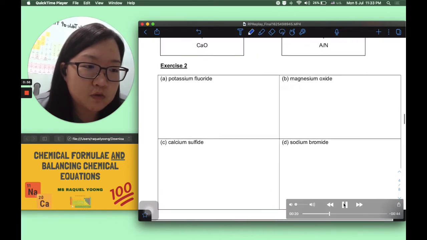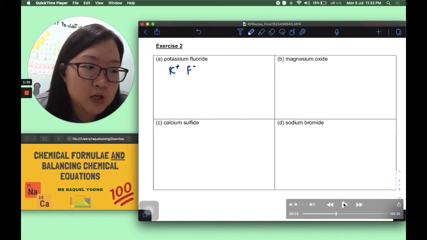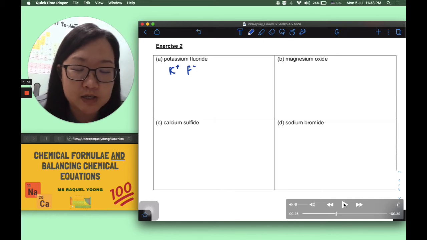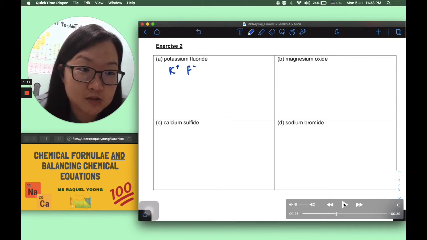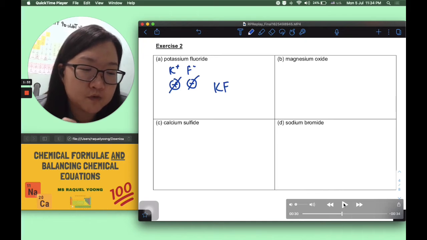Okay, so for example, if you look at the questions in exercise 2, part A, potassium fluoride, right? So we do our usual things using the periodic table to help us figure out very quickly what are the charges for the cation and anion. We realize that it's K plus, F minus, right? So 1 unit of my cation gives me 1 positive charge, and then the anion gives me 1 negative charge. So over here, very quickly, we can see that it cancels out very nicely. So since it's 1 unit each of my cation and anion, immediately I know that the chemical formula is KF, right, for potassium fluoride.